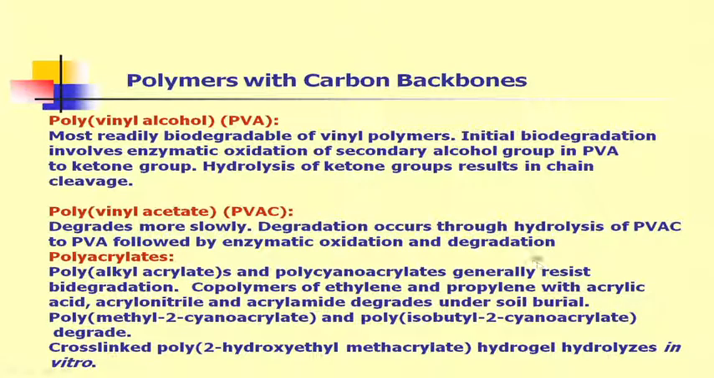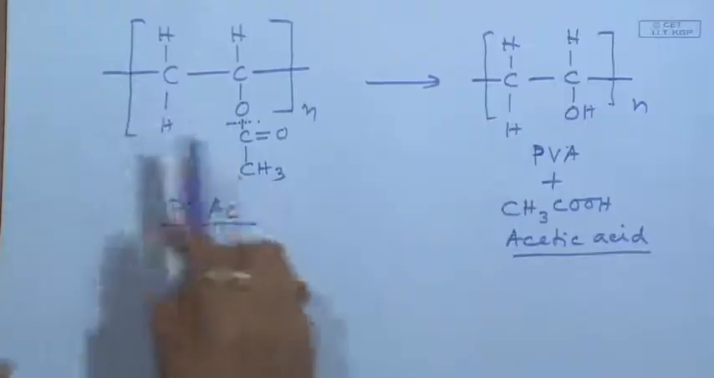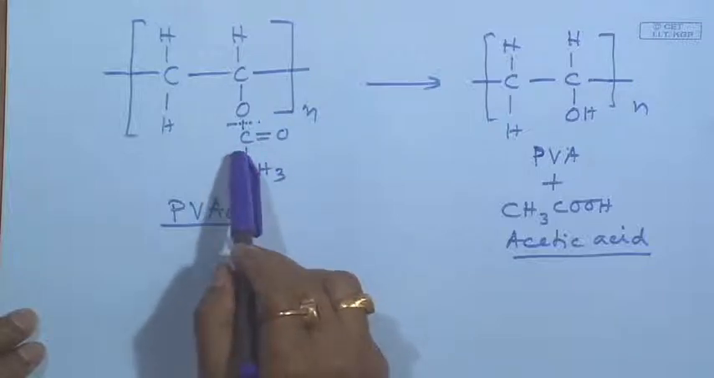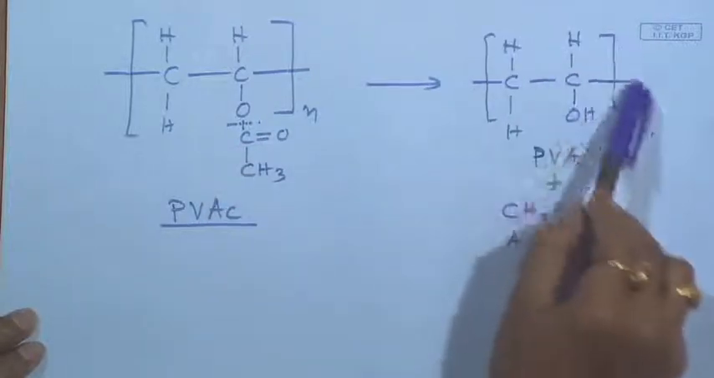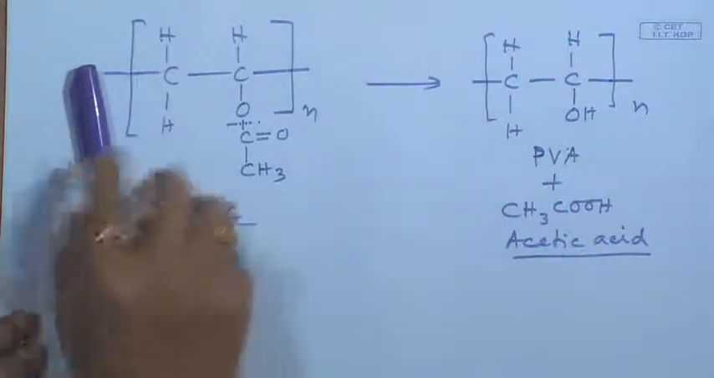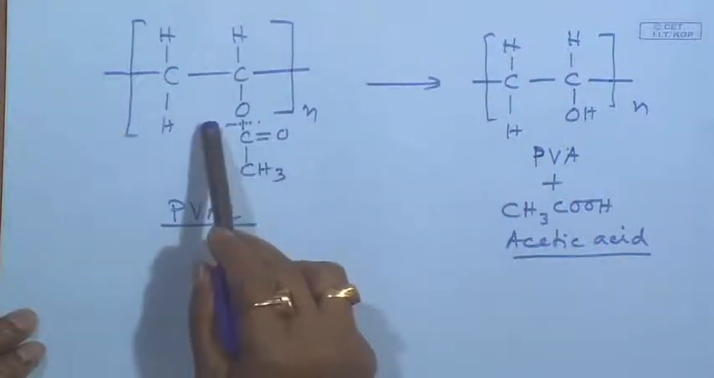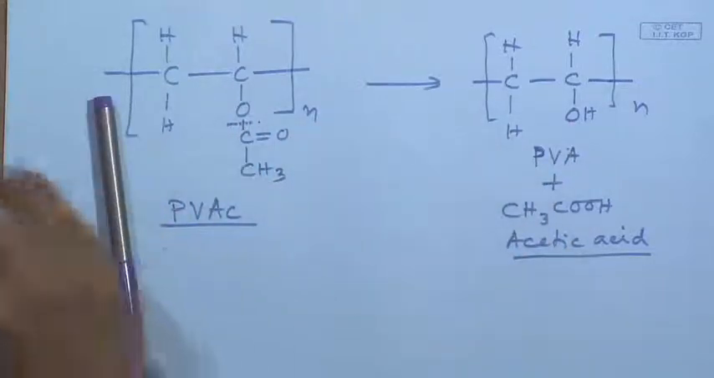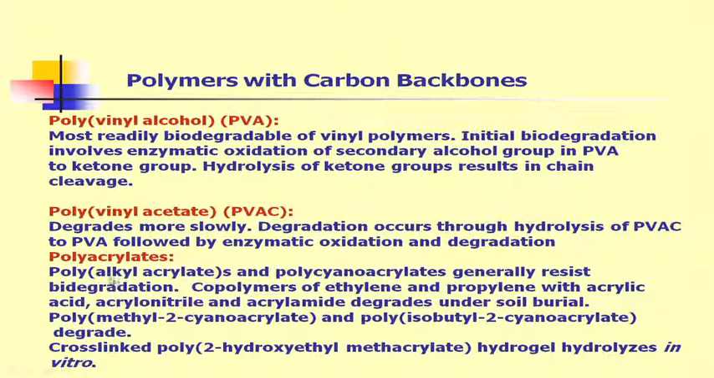So, first this acetate group will be hydrolyzed followed by enzymatic oxidation and degradation of this polyvinyl alcohol. So, because of this first step of hydrolysis, then degradation, it takes longer time or degrades slowly. Polyacrylates, polyalkyl acrylate and polycyanoacrylates generally resist biodegradation. Copolymers of ethylene and propylene with acrylic acid, acrylonitrile and acrylamide degrade under soil burial.